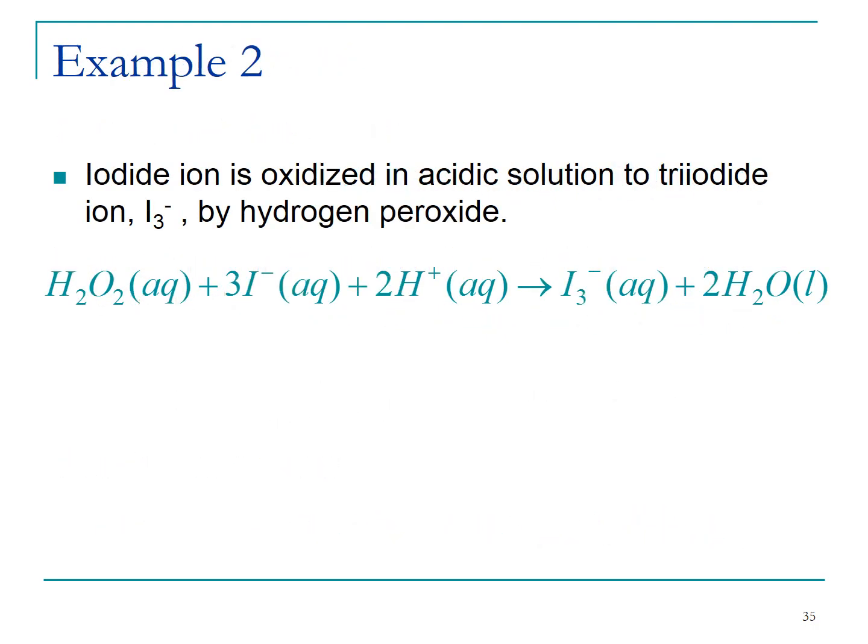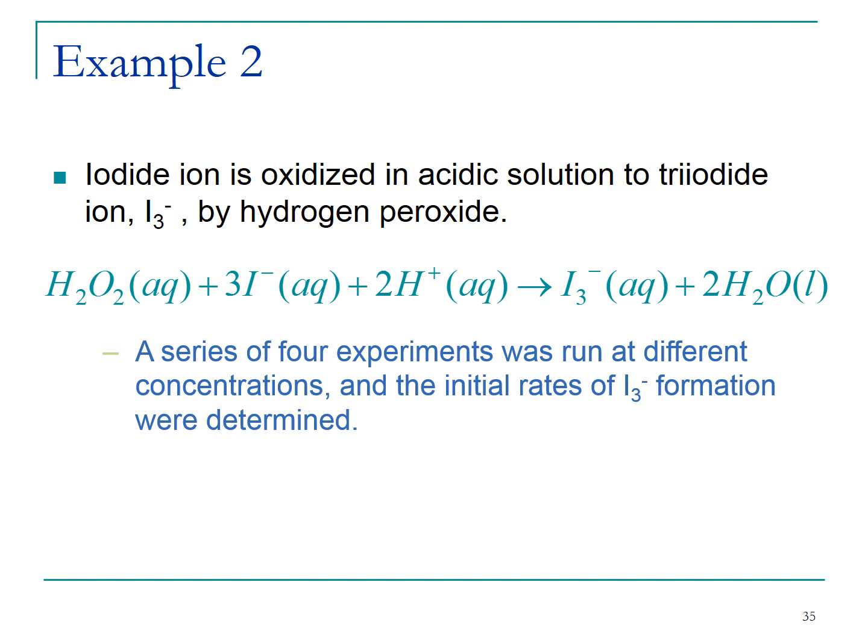All right, so let's look at another example. H2O2 plus 3I negative plus 2H plus gives us I3 negative plus 2H2O. This time we have 3 reactants, so hopefully our data will give us all 3 reactants. So in fact, as we'll see on the next slide, a series of 4 experiments was run at different concentrations, and the initial rates of I3 were determined. And so we got the initial rate of reaction with varying the different concentrations.